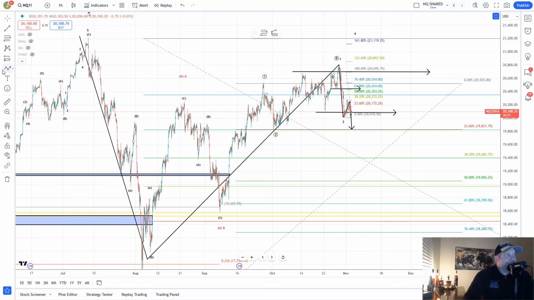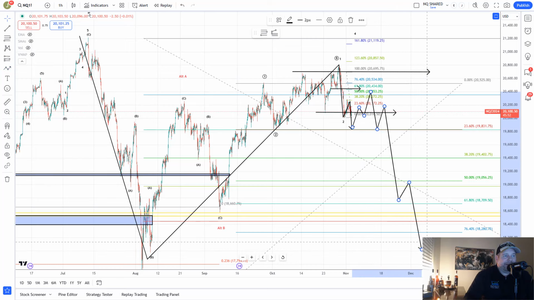So we come down and test that 19,833 area. Then you get a little bounce here, and then you get a 1-2, and then a breakdown, and that would be a 1 of C of a much, much bigger correction. So something to keep an eye on. If the bulls can't start to put together a rally and take back some key levels, then the bears can take control of this market and really sink it fast.